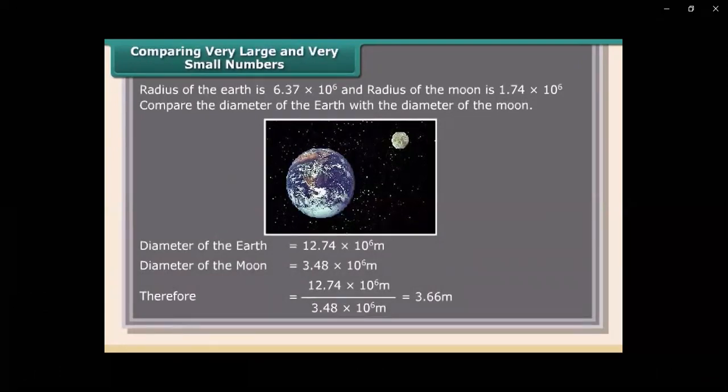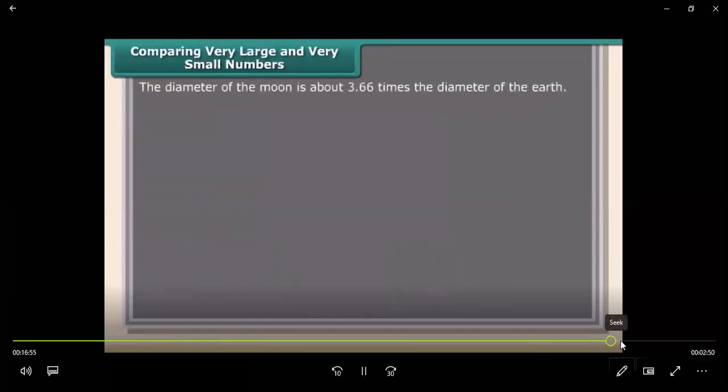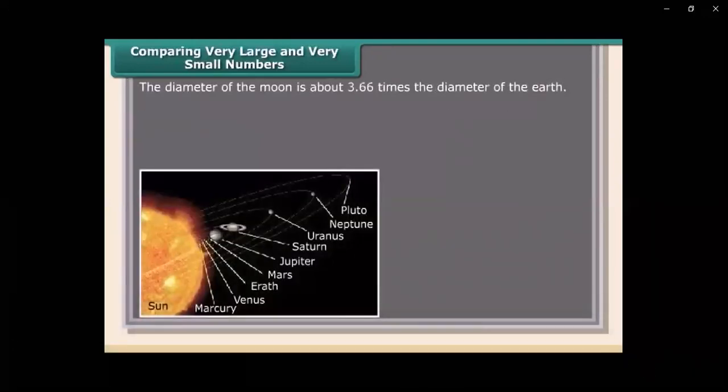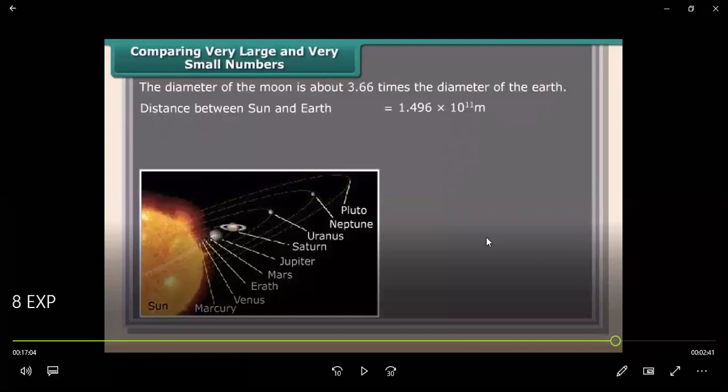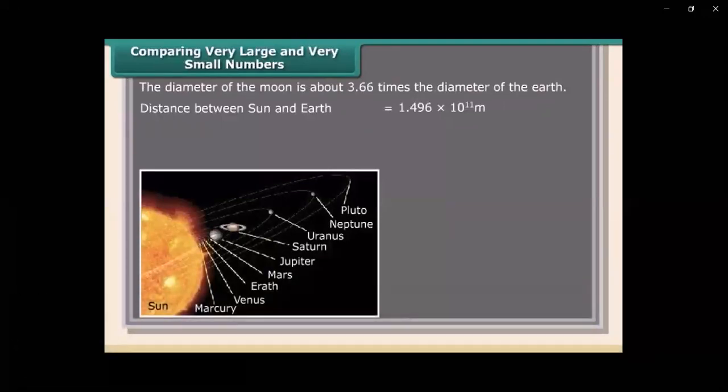Okay, so what we can conclude from this observation and this result and this calculation is that we can write the final statement that the diameter of moon is about 3.66 times the diameter of the earth, right? Next, we can see the comparison between Sun and Earth. For example, the distance between Sun and Earth is 1.496 into 10 raised to the power 11 meters, and the distance between Earth and Jupiter is 6.290 into 10 raised to the power 11 meters.